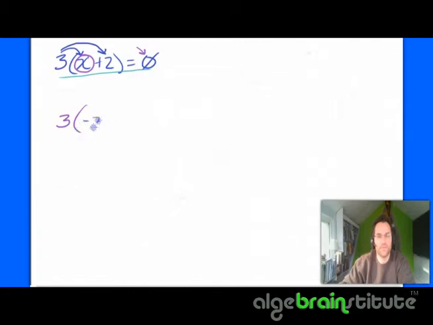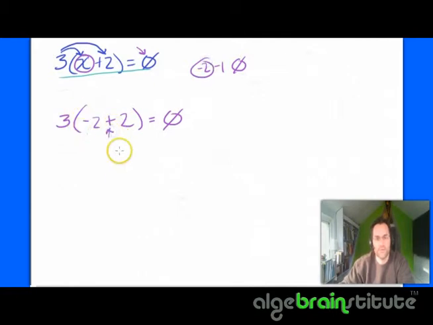3 parentheses negative 2 plus 2 close parentheses equals 0. So let's see if that's a true statement or not. Negative 2 plus 2. Well, what does that mean? It means we're at 0, and we go negative 1, negative 2, and that's where we start. This tells us what direction on the number line we're moving. This tells us how many places. So we're going to move towards the positive 2 places. 1, 2. That gives us 0.